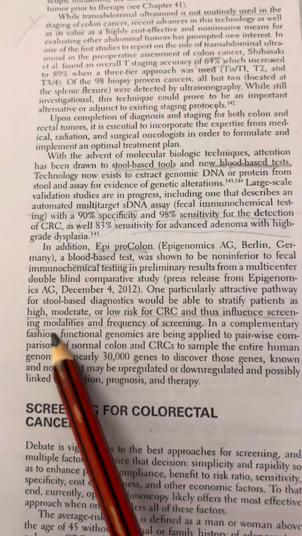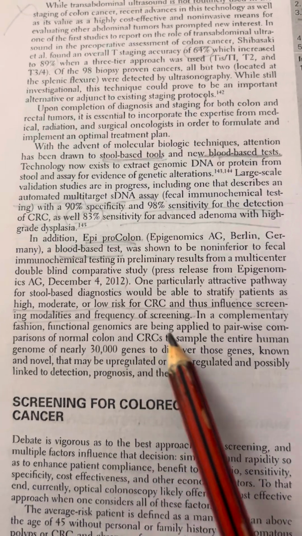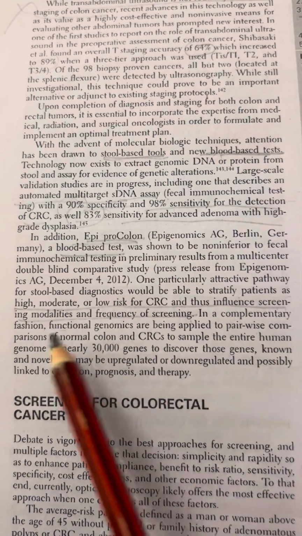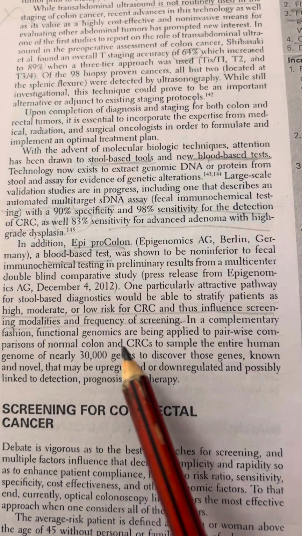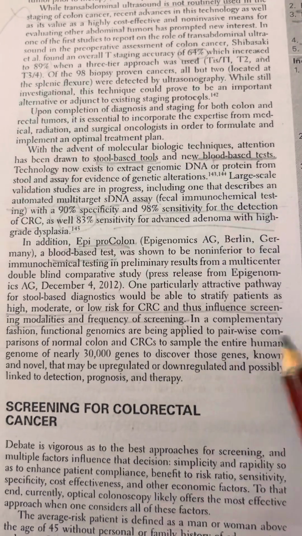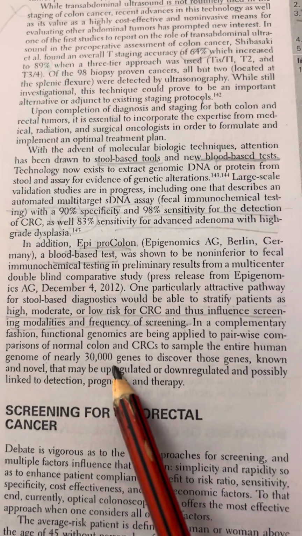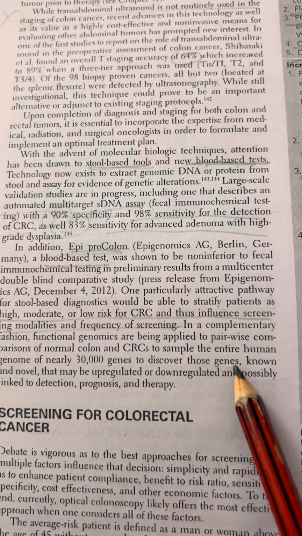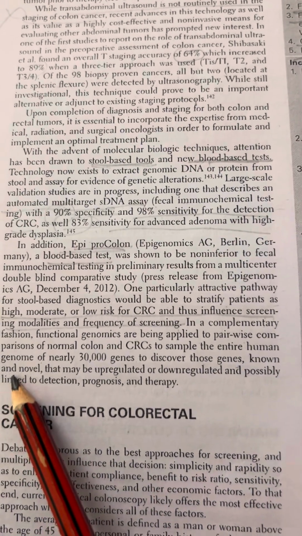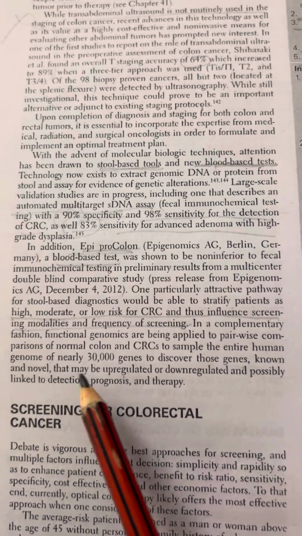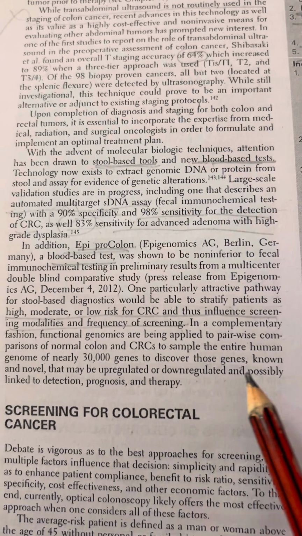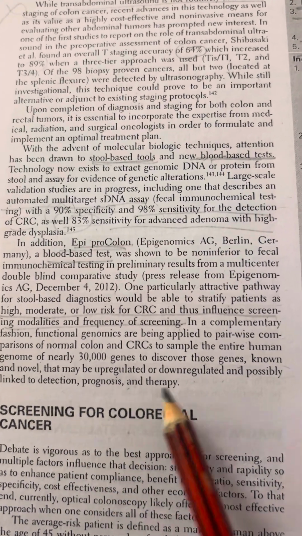In a complementary fashion, functional genomics are being applied to pairwise comparisons of normal colon and colorectal cancers to sample the entire human genome of nearly 30,000 genes to discover those genes, known and novel, that may be upregulated or downregulated and possibly linked to detection, prognosis, and therapy.